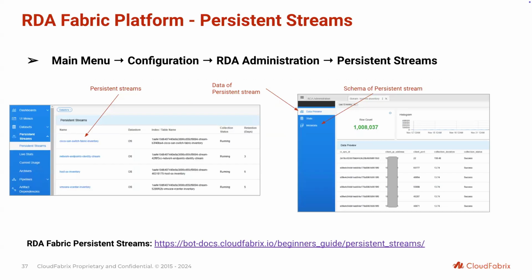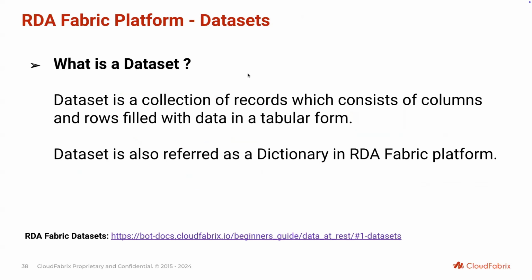How do you manage these persistent streams? In the RDAF UI portal, you can go to configuration, RDA administration. You have a persistent stream menu option. Under this menu option, you can add new persistent streams. You can configure them, set the data retention, and set your index based on the data scale. Once it is configured and the data is persisted, you can visualize the data. You can look at the metadata of the persistent streams, and you can look at the schema of the persistent stream as well.